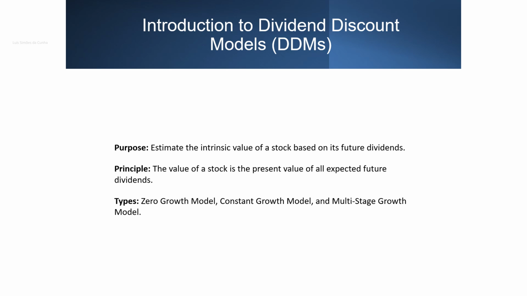Dividend discount models, DDMs, estimate the intrinsic value of a stock based on its future dividends. The principle behind DDMs is that the value of a stock is the present value of all expected future dividends. There are different types of DDMs, including the zero growth model, constant growth model, and multi-stage growth model.